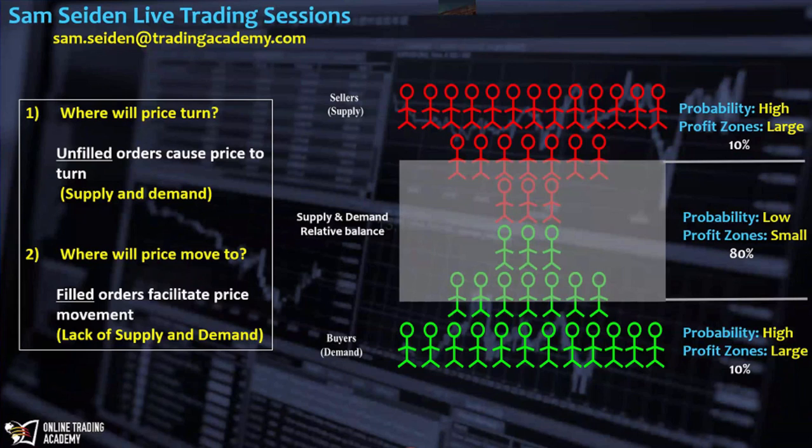Okay, and answering two specific questions that you see here on the screen. This is our razor sharp focus no matter what we're doing, whatever market we're trading, whatever financial purpose it is. It's where will the markets turn and where will they move to? Where will they go?